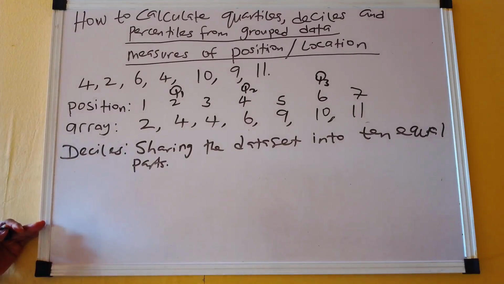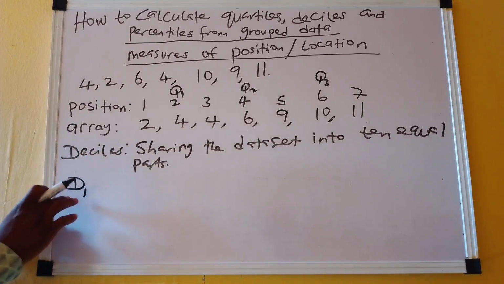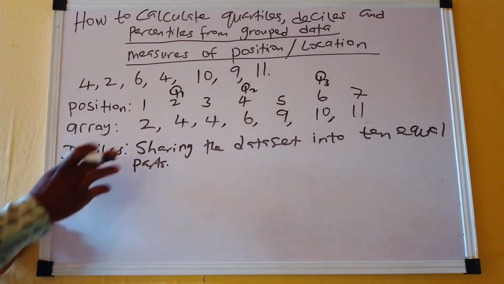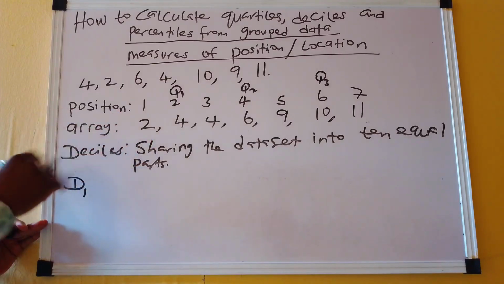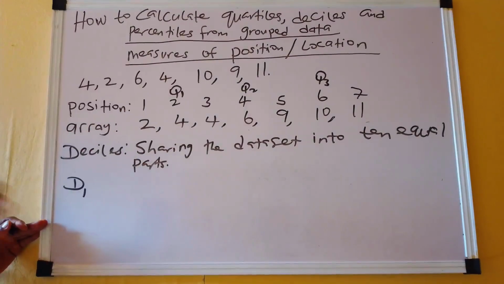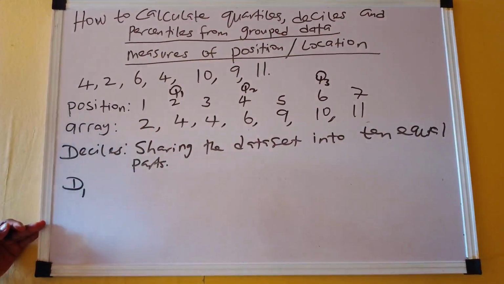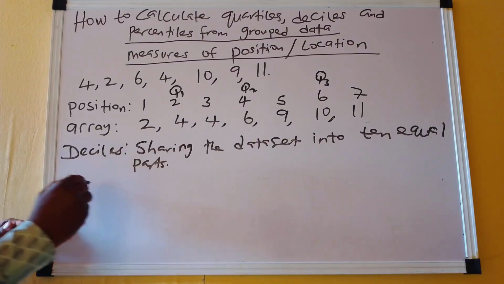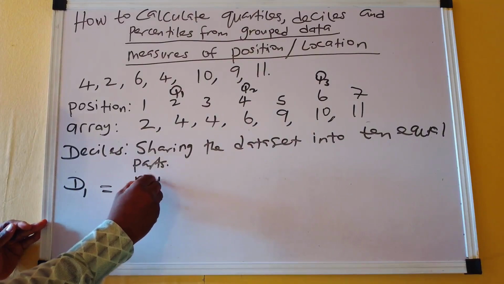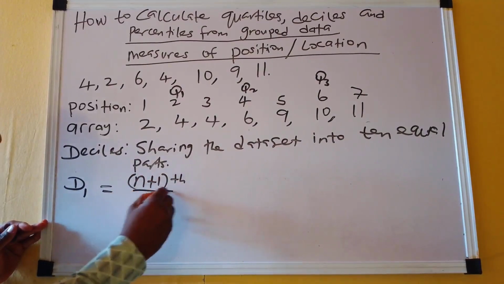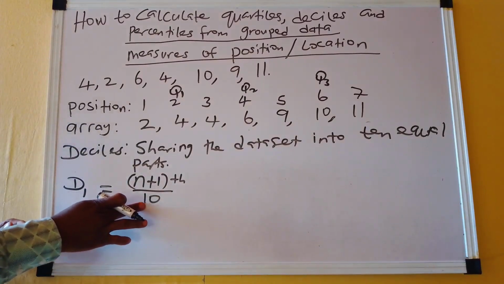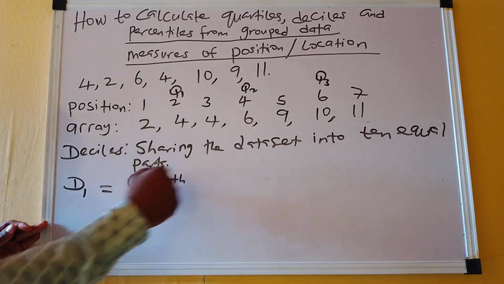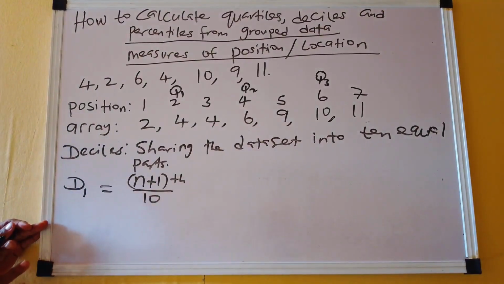Now, for instance, if I want to get D1, that represents the first decile. Decile is from the word decimal, from the word decade, just sharing into 10 equal parts. Before you start sharing, you must arrange the numbers in ascending or descending order, and you give them their various ranks or positions. Now this D1 is simply n plus 1, all over 10, because you are sharing into 10 equal parts. The item in that position will now be the first decile.